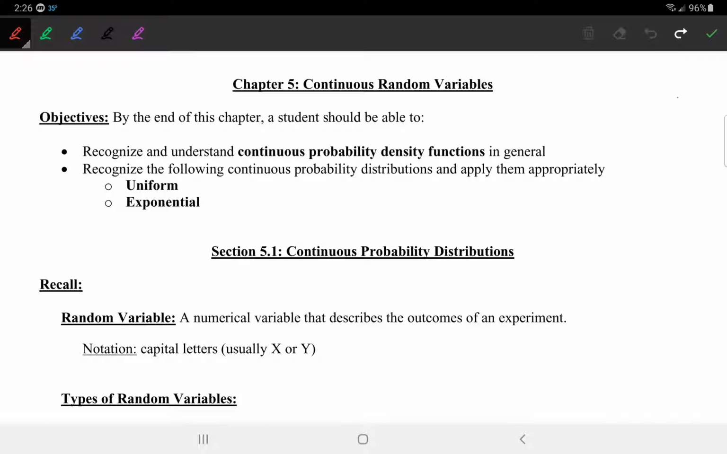In Chapter 5, we'll talk about continuous random variables. By the end of this chapter, a student should be able to recognize and understand continuous probability density functions just in general. And then after that, we will recognize and follow the following continuous probability distributions and be able to apply them appropriately. The first is the uniform distribution, and the second is the exponential distribution.